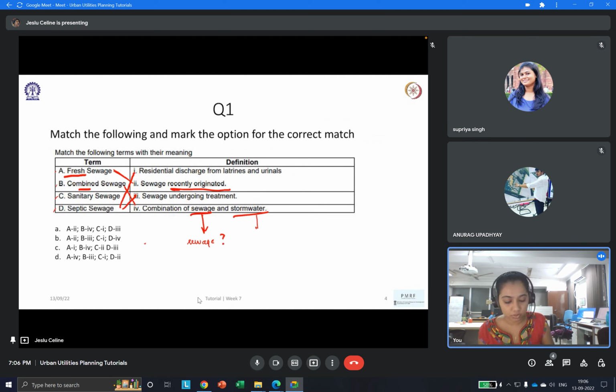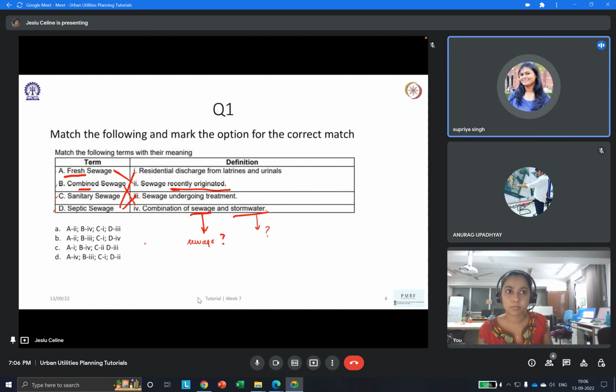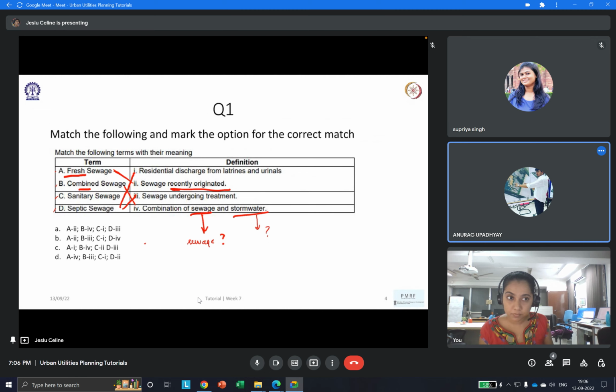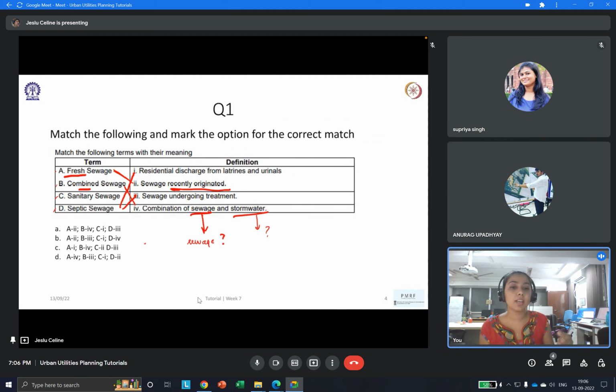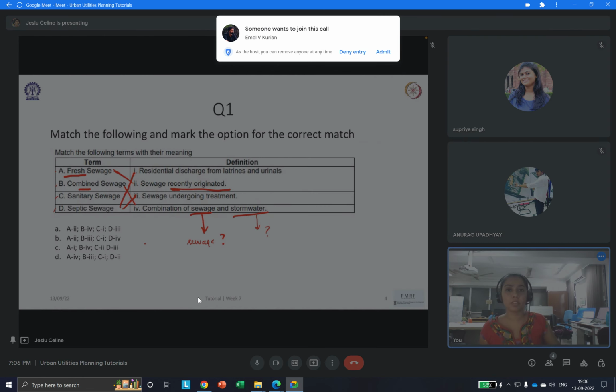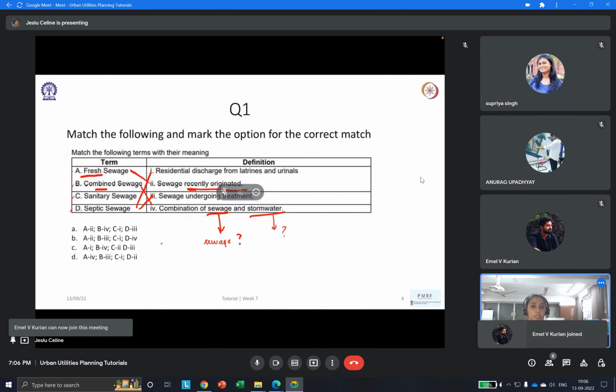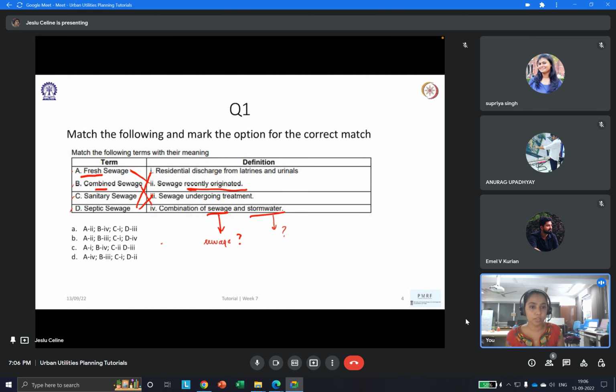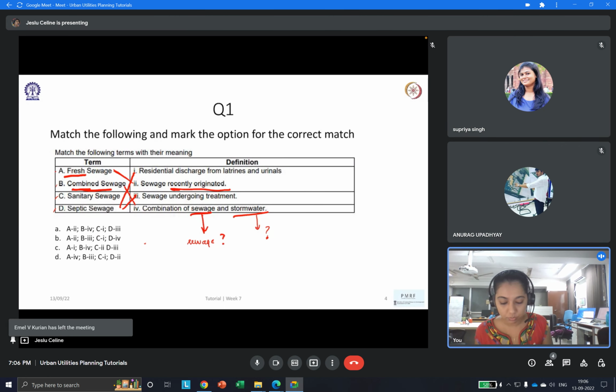And what is stormwater? It's rainwater only. Yes, Anurag, the rainwater runoff. We discussed this when we were learning about stormwater recharge structures and all that. So it is any form of precipitation. It can be rain, it can be snow, but mostly we are talking about rain in this context. For snow, we do all the calculations separately. So when you have a combined sewage, it will have a combination of sewage and stormwater.